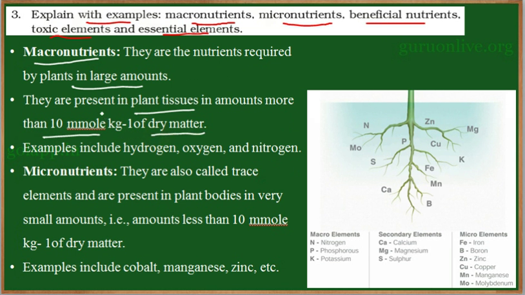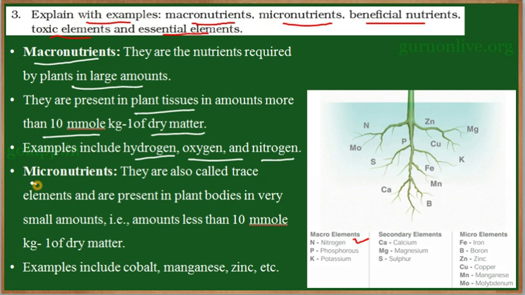So every plant tissue will have these macronutrients in larger amount, and these nutrients are hydrogen, oxygen and nitrogen, along with phosphorus, potassium. All these nutrients are required in larger amounts when compared to other nutrients, and they are present in almost all the plant tissue. So we call them macronutrients. Macro means they are required in large amount.